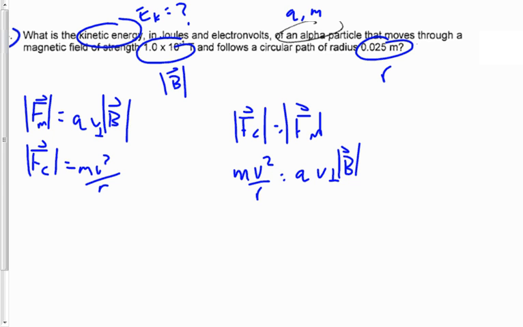We know that one of the v's cancels on both sides. So we're left with mv over r is equal to q times b. Now, I don't see kinetic energy in there anywhere. Let's see what exactly we can solve for here.